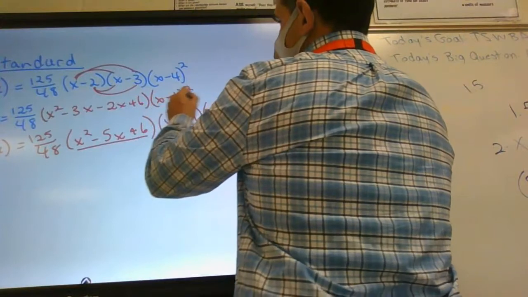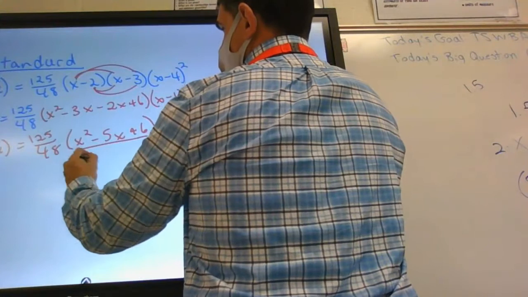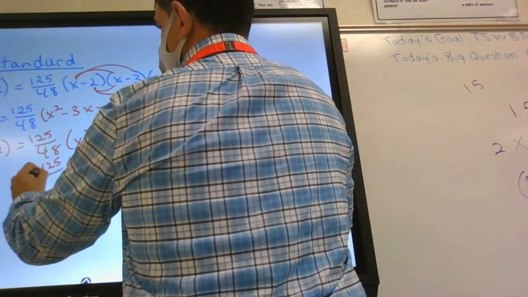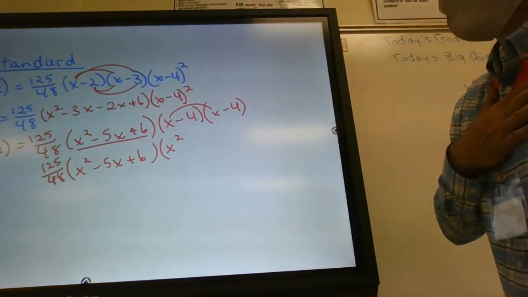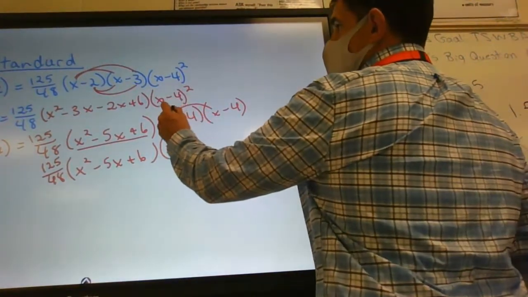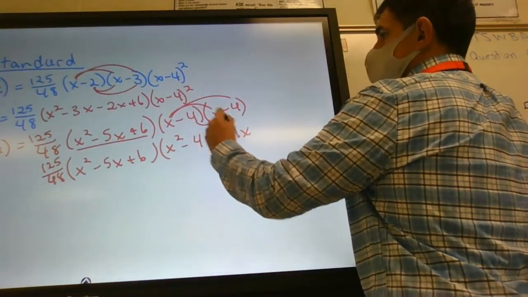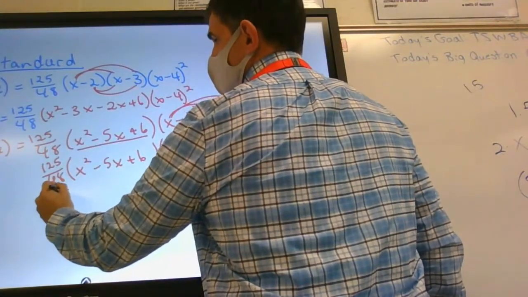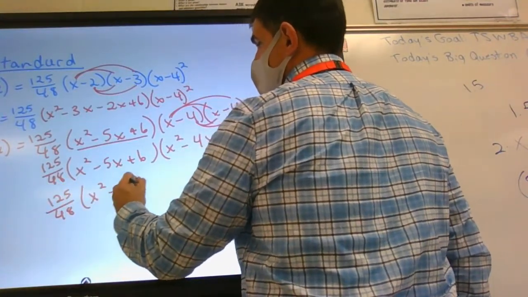So I'm going to multiply x times x squared. By the way, all that's just coming down. Okay, so x squared minus 4x plus 16. So I get 125 over 48. This isn't yours now. You've got to do yours.